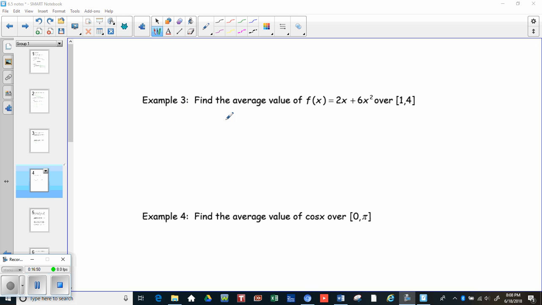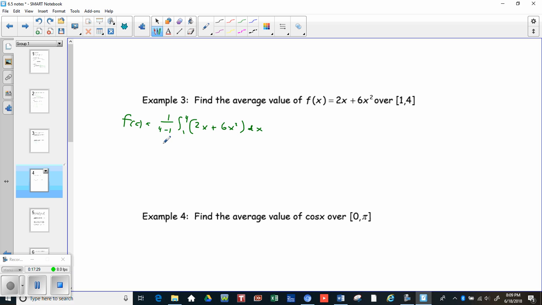Find the average value of f of x equals 2x plus 6x squared over the interval from 1 to 4. So this is some kind of a parabola. We just want to find the average value f of c between 1 and 4. So f of c is 1 over b minus a, 4 minus 1 in this case, integral from 1 to 4 of 2x plus 6x squared dx.